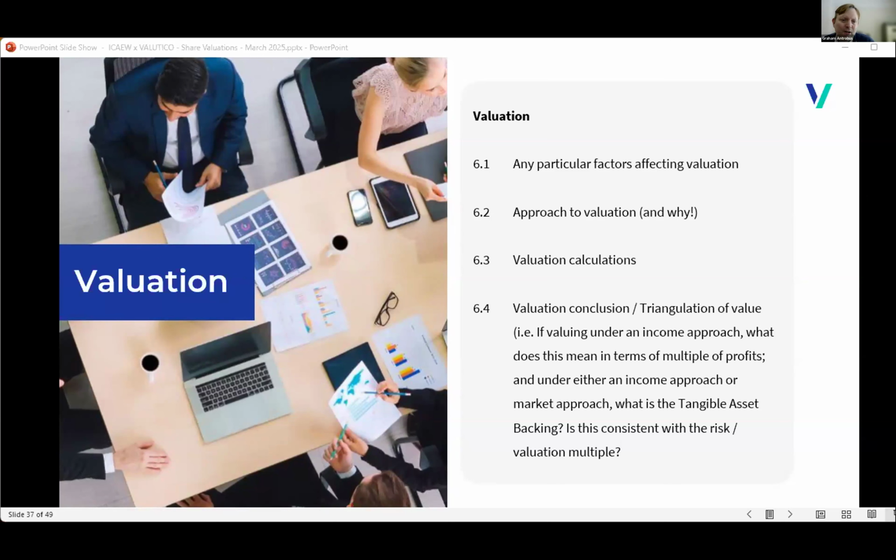If we're using an income approach, we consider what the valuation implies in terms of multiples of profits. Does it align with market expectations? And if we're using an income approach or market approach, we check how the valuation compares with the business's intangible asset backing. Is the implied valuation consistent with the risk profile and the chosen valuation multiple?